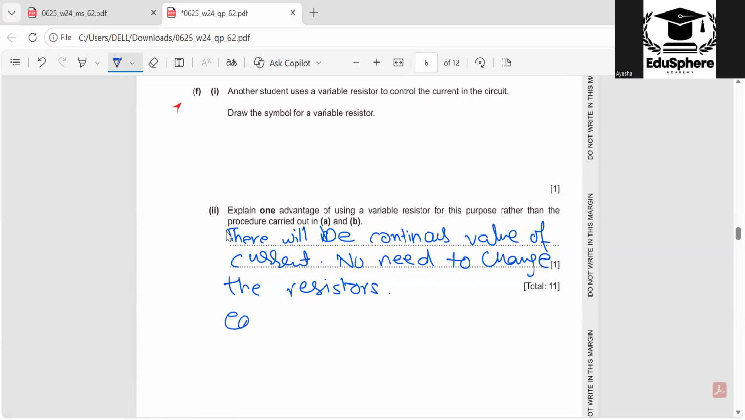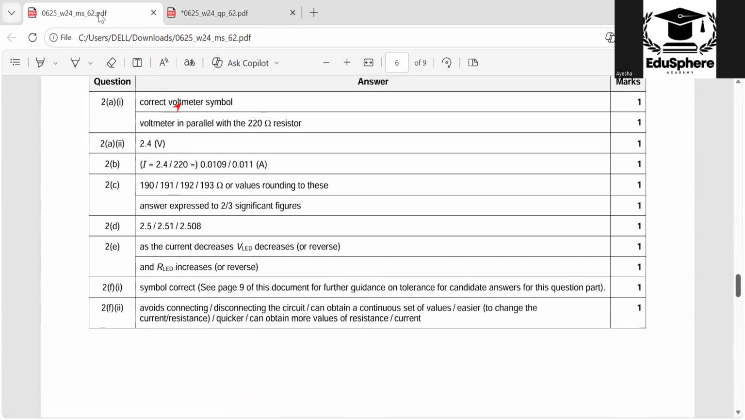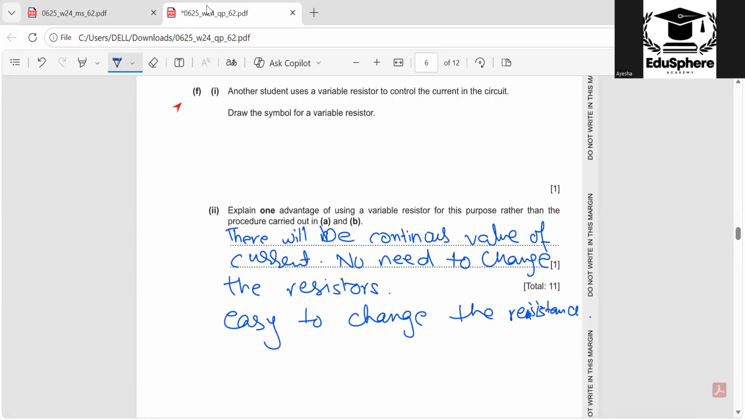So you can say that it's easy to change the value of the resistance, and no need to connect and disconnect. So let me just clarify that from the mark scheme. You can avoid connecting or disconnecting the circuit. You can obtain a continuous set of values. It's easier to change the current or resistance, and you can obtain more values of resistance and current. Okay. Moving on to the next question.